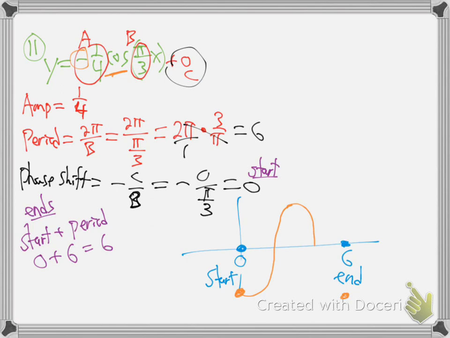Go high in the middle. It's an upside down U. My drawing is terrible. And this is up at 1/4, down at -1/4, because that's the amplitude. Done. Is that okay?